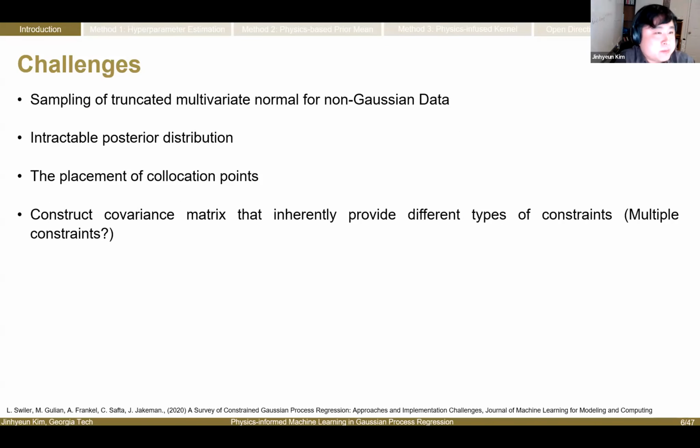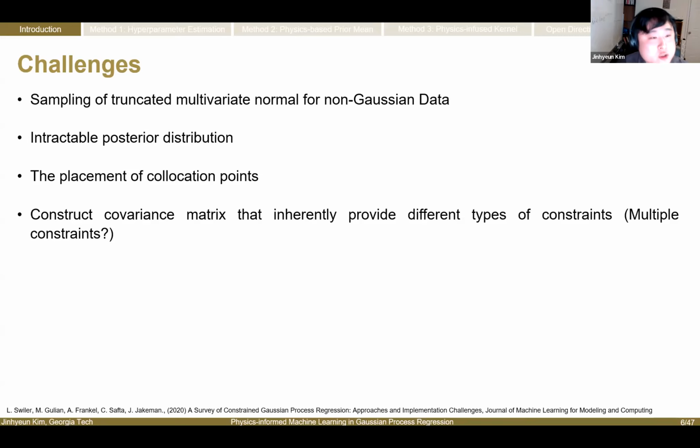The challenge of this method is that sampling of the truncated multivariate normal may not be suitable for non-Gaussian or skewed data sets, where the data is not sampled from a Gaussian distribution. In this case, the placement of collocation points is extremely important, and it directly affects the performance of GPR. Also, it can generate intractable posterior distributions for non-Gaussian likelihood functions. In this case, we may use variational inference to approximate the posterior distribution.